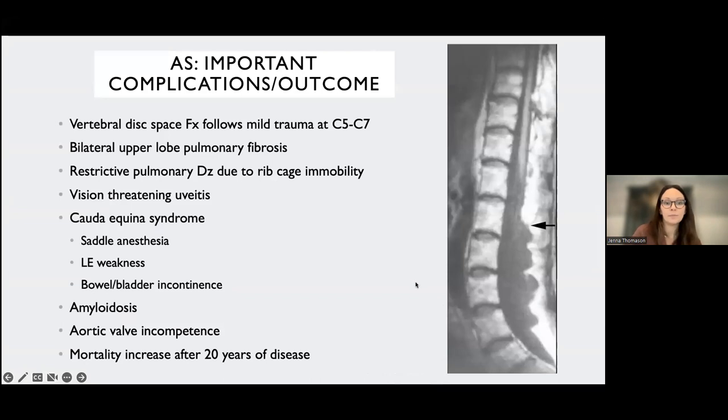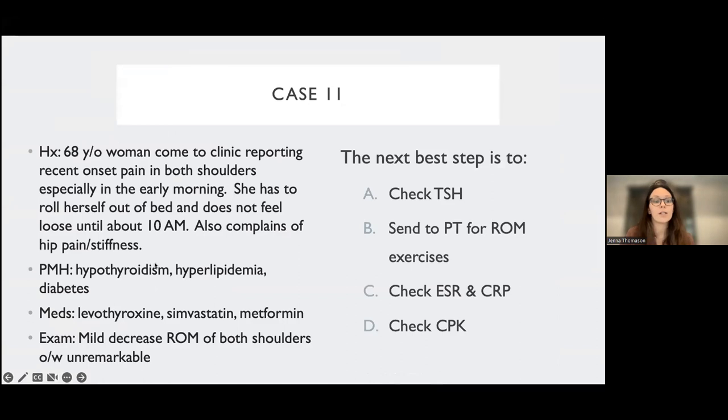And important complications, they can unfortunately have fractures, lung disease, which is really rare. Uveitis can be quite severe, neurologic consequences if they have issues with their spine, and other conditions as well.